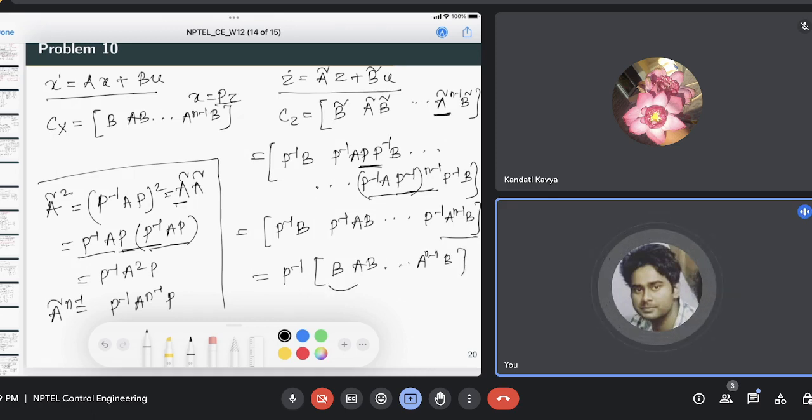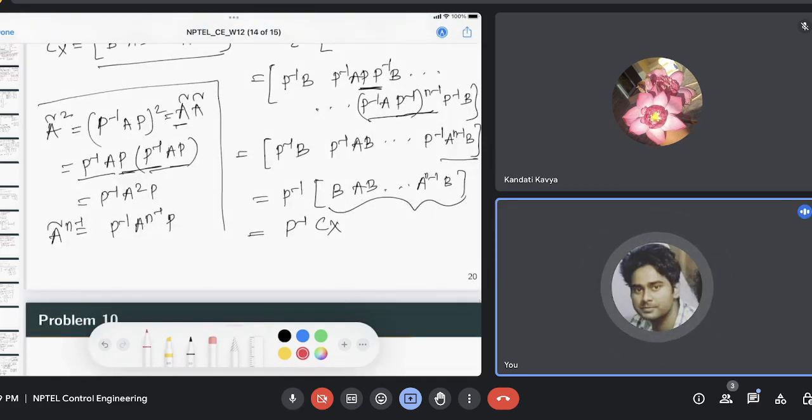Okay, so what is this one? It is equal to P inverse Cx. So what relation do we get then? Cz equals P inverse Cx. So you can compute P now: it is Cx into Cz inverse. Okay, is it clear how you can compute this P matrix?